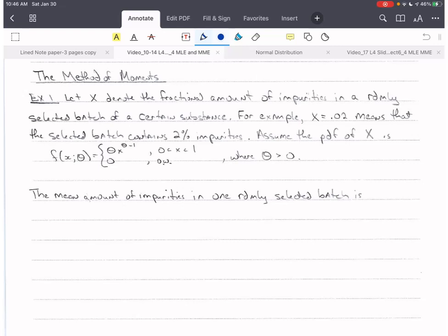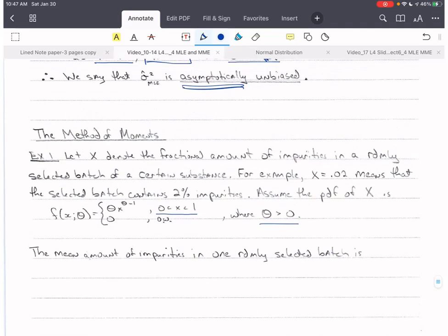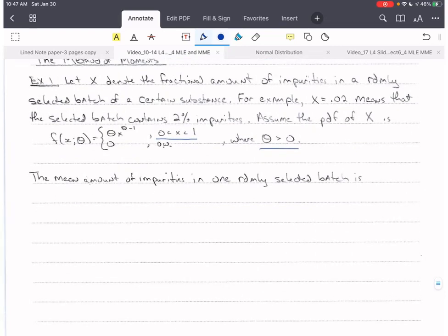Assume that the PDF of x is given by this equation, so it's theta x to the theta minus 1 when x is between 0 and 1, and it's 0 otherwise, and theta is greater than 0. I hope you know what distribution this is. Okay, so let's see. This is example 1 for the method of moments.